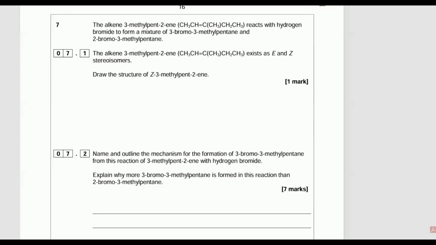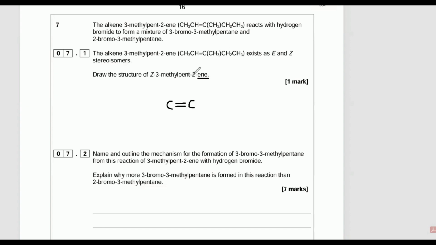Okay, so when drawing these isomers, we want to first of all focus around the fact that they are E/Z isomers, stereoisomers, and they're formed because there's no rotation around the double bond. The double bond is a planar area of the molecule, and there's no rotation around it. So that is my starting point for drawing a stereoisomer.